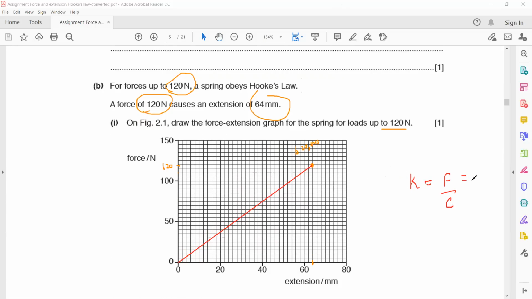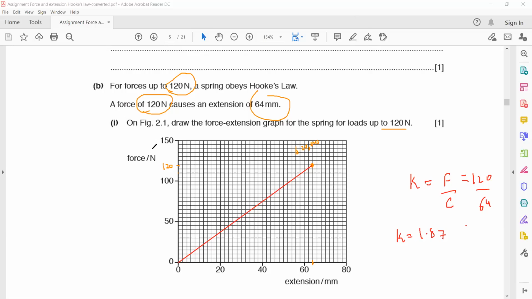So what is the force? The force is 120. And what is the extension? Extension is given, 64. So 120 divided by 64. What's the answer for 120 by 64? So 1.875. So 1.87, I took 3 significant figures.